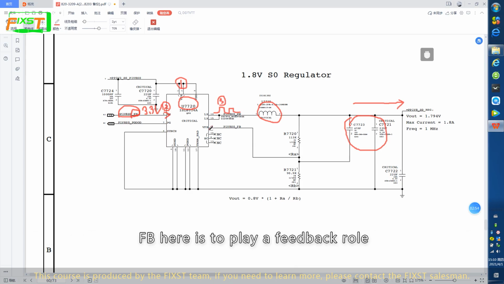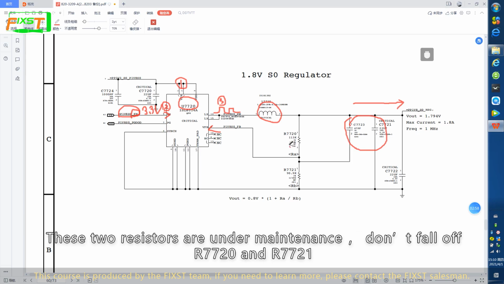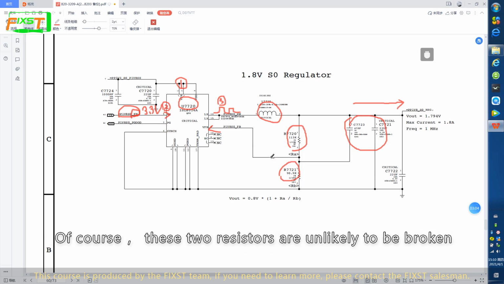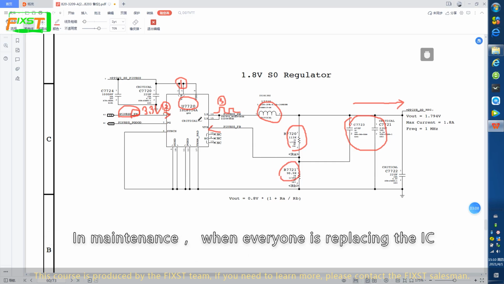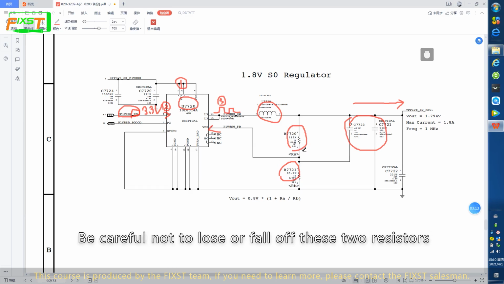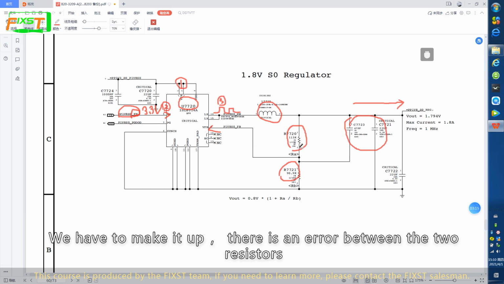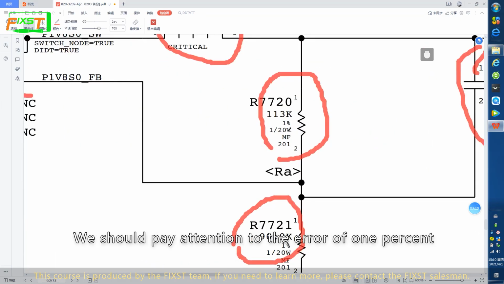FB here plays a feedback role. These 2 resistors, R7720 and R7721, are under maintenance. Of course, these 2 resistors are unlikely to be broken. In maintenance, when everyone is replacing this IC, be careful not to lose or knock off these 2 resistors. We have to put them back. There is an error between the 2 resistors, and we should pay attention to the error of 1%.